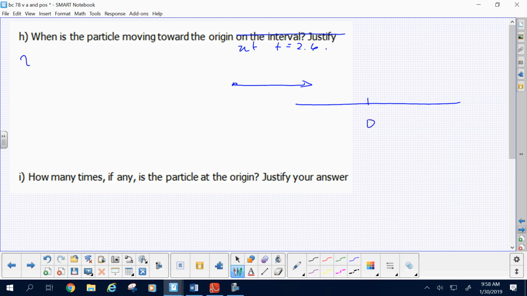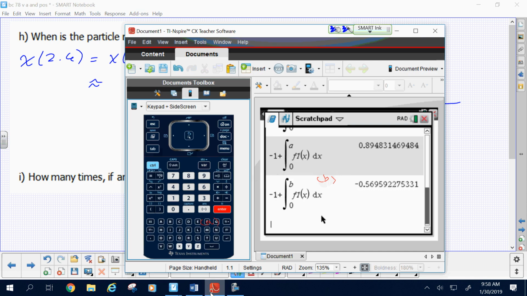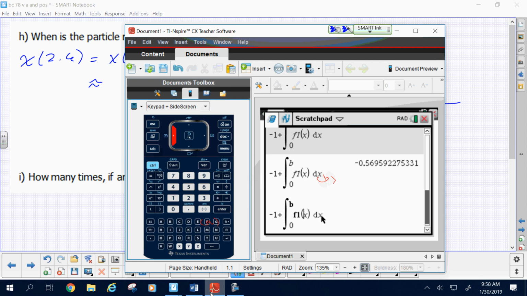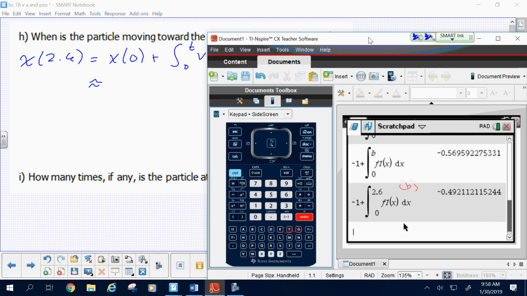So would you calculate x at 2.6? How do you do that? We have a way to calculate position? Yes, we do. Our previous integral defined function of x initial start plus change 0 to t of velocity, moving at 2.6. I got negative 0.492, so it seems just left of the origin in negative territory, right?